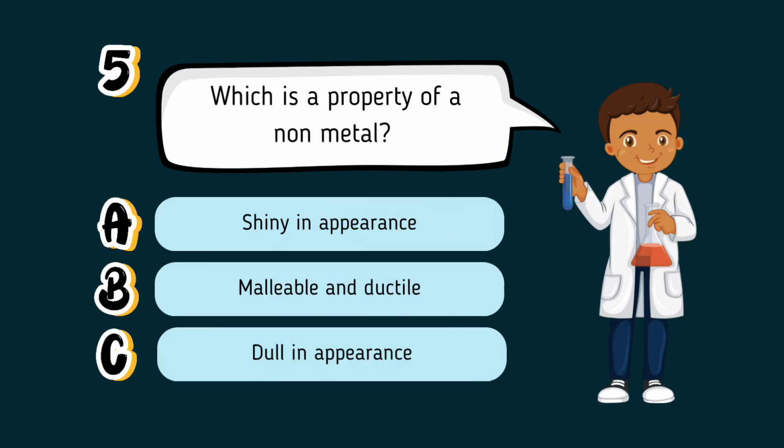Which is a property of a nonmetal? Options are A, shiny in appearance, B, malleable and ductile, C, dull in appearance. Correct option is C, dull in appearance.